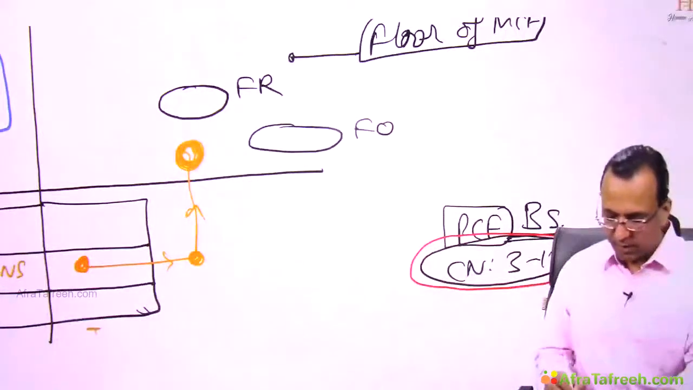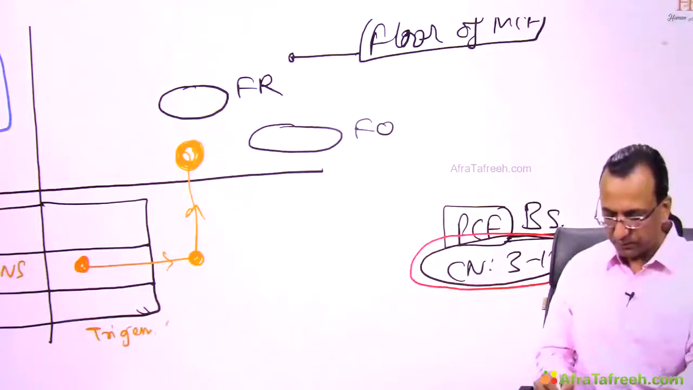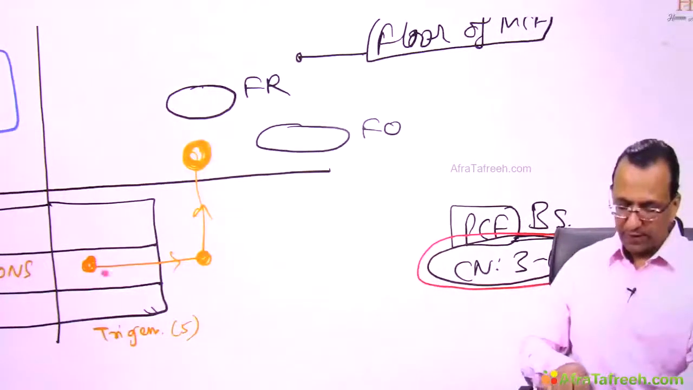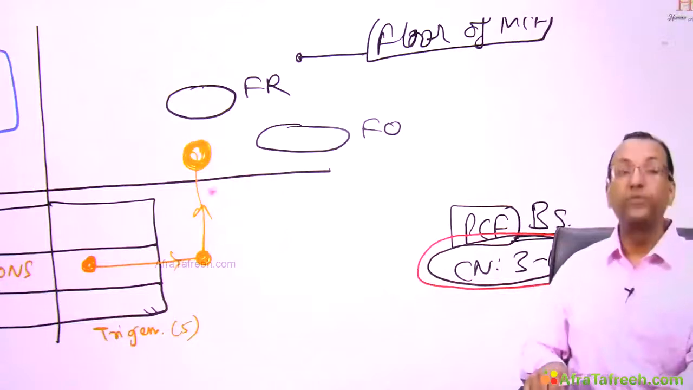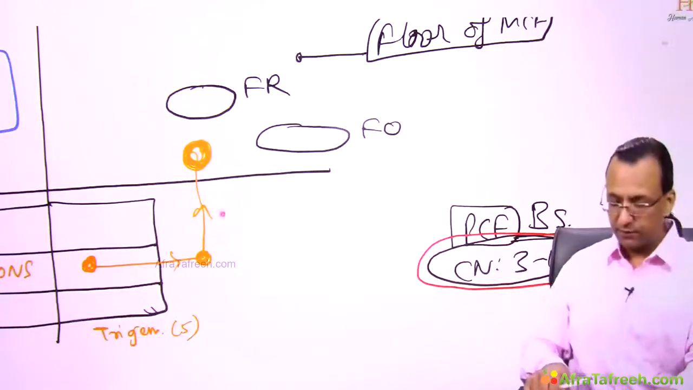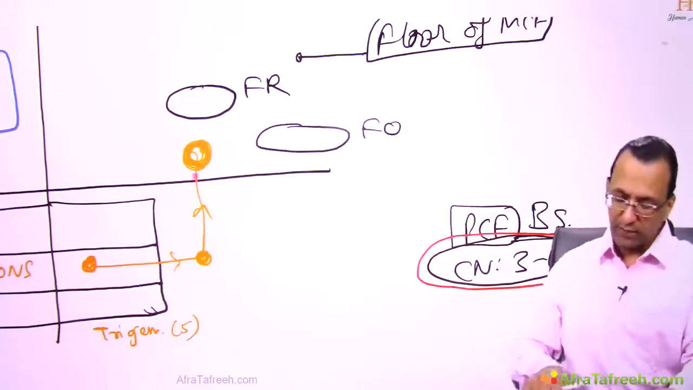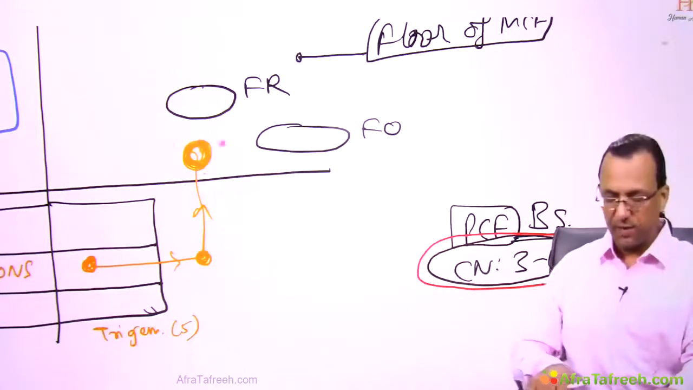This is the trigeminal nerve, the 5th nerve, coming from the pons. As the trigeminal nerve comes from the pons, it goes to the floor of the middle cranial fossa. And what is happening at the floor of the middle cranial fossa? It has a ganglion which is called the trigeminal ganglion.